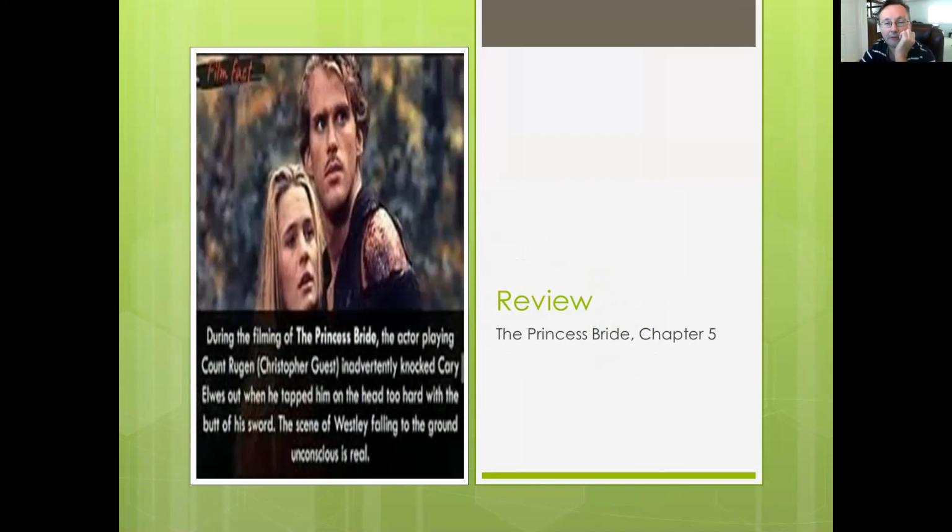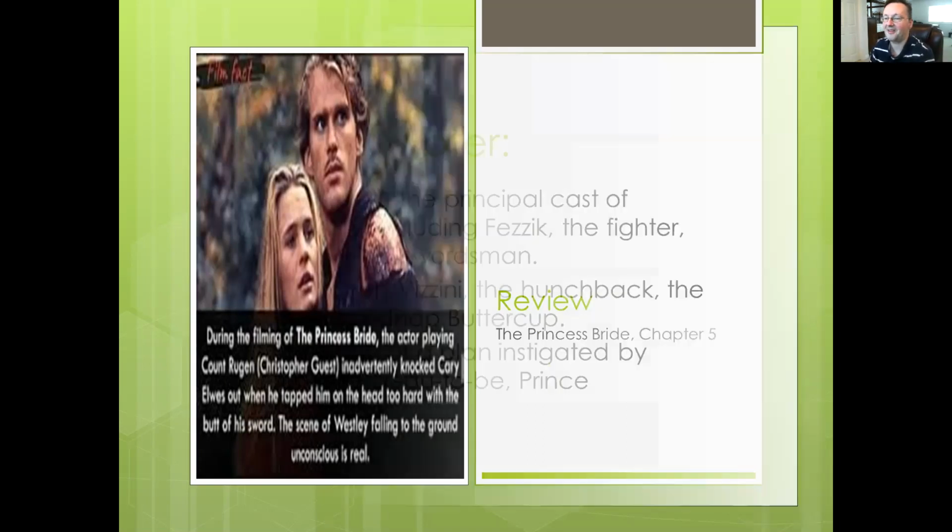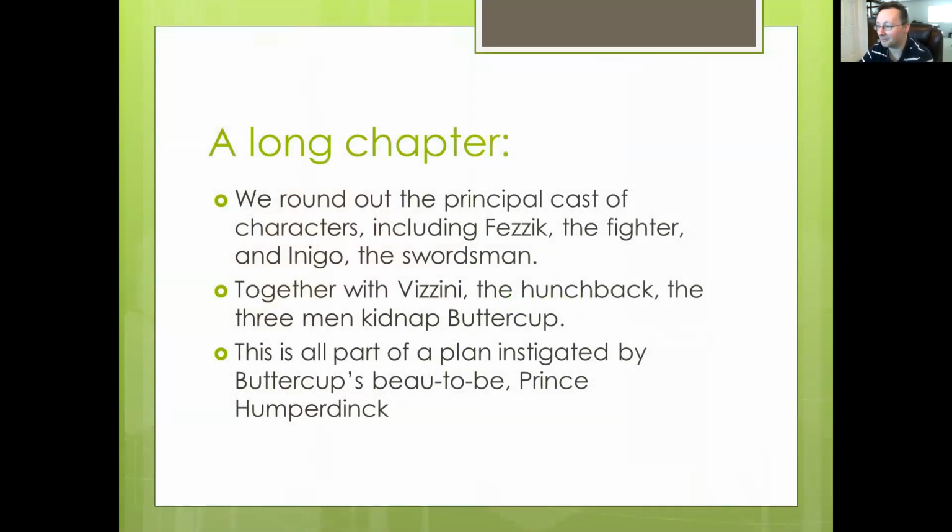Little factoid here for you. During the filming of The Princess Bride, the actor playing Count Rugen, Christopher Guest, inadvertently knocked Cary Elwes, Wesley, or the Man in Black, out, knocked him unconscious when he tapped him in the head too hard with the butt of his sword. The scene of Wesley falling to the ground unconscious is real. So I thought that was an interesting little moment.